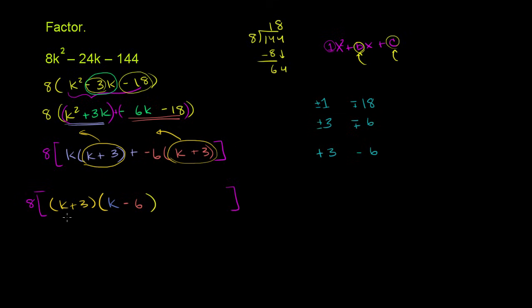And then we can rewrite this. The way we wrote it here, it's 8 times the product of k plus 3 times k minus 6. But we know from the properties of multiplication, this is the exact same thing as 8 times k plus 3 times k minus 6. And we are done.